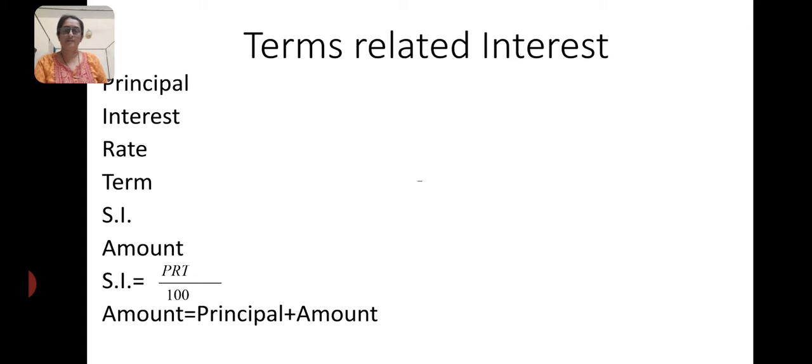So if you are investing money, giving money or taking money for a particular time, that time is calculated as term. Simple interest is calculated throughout the year with the same rate on the same principal, and amount is principal plus interest. Principal plus interest is called amount. Now, compound interest.